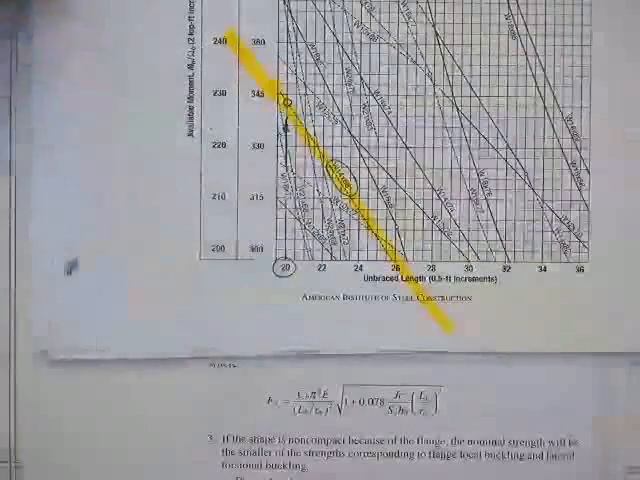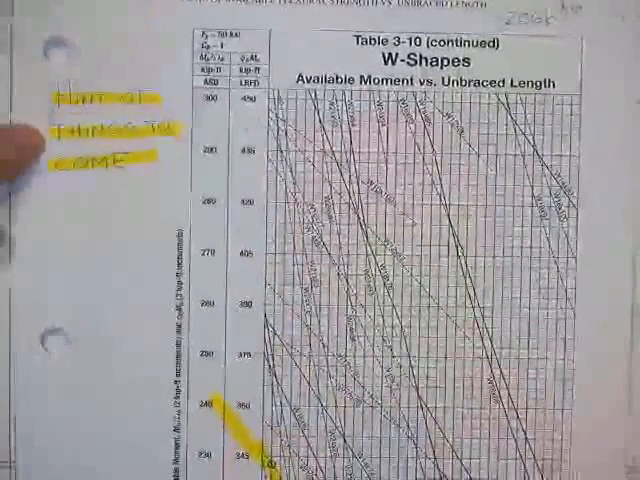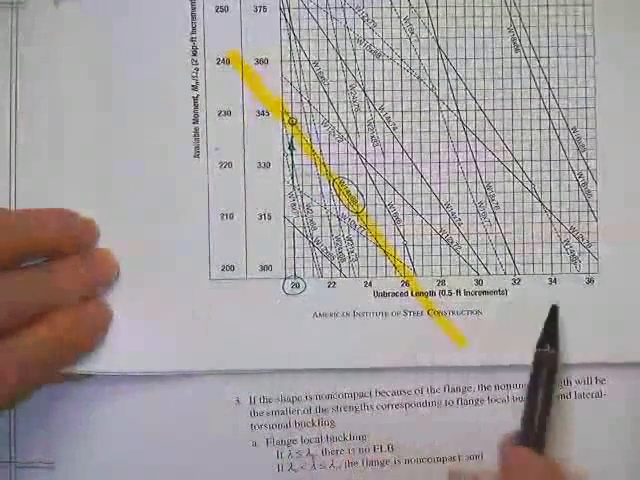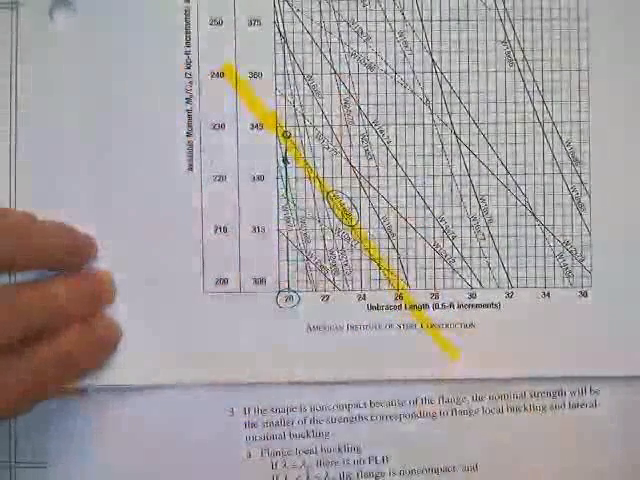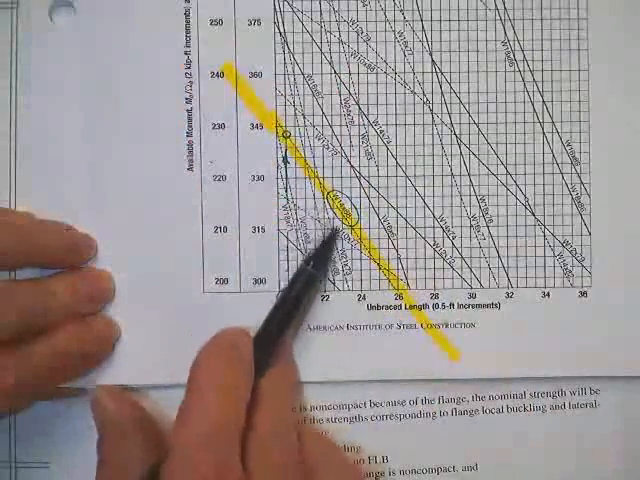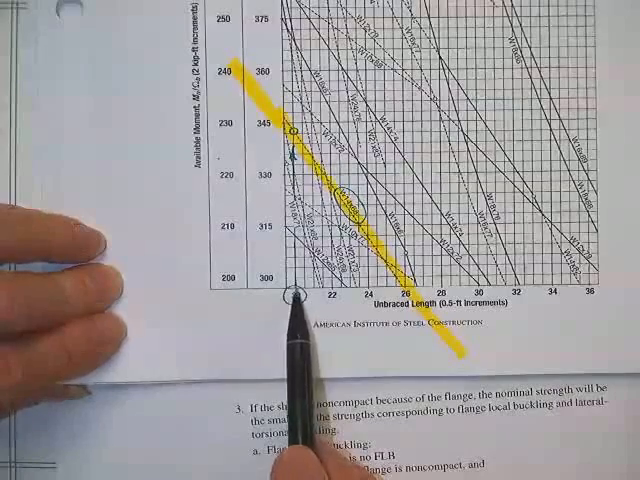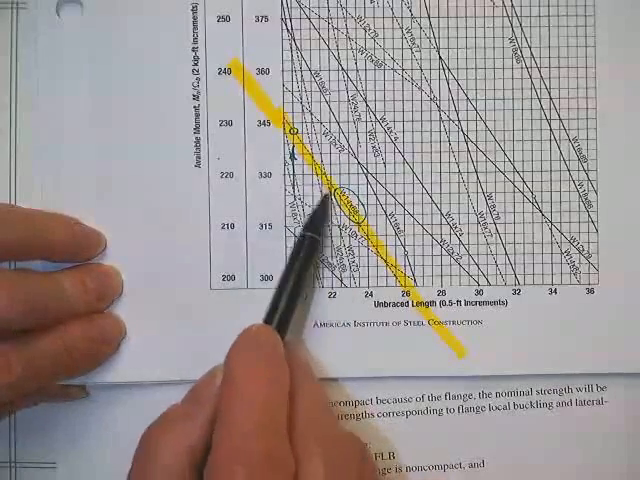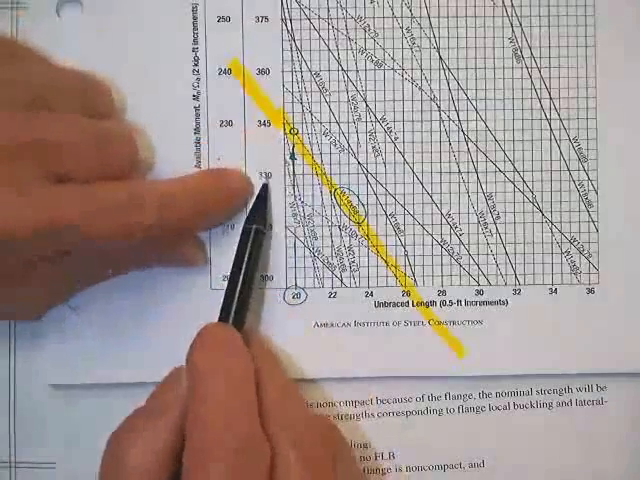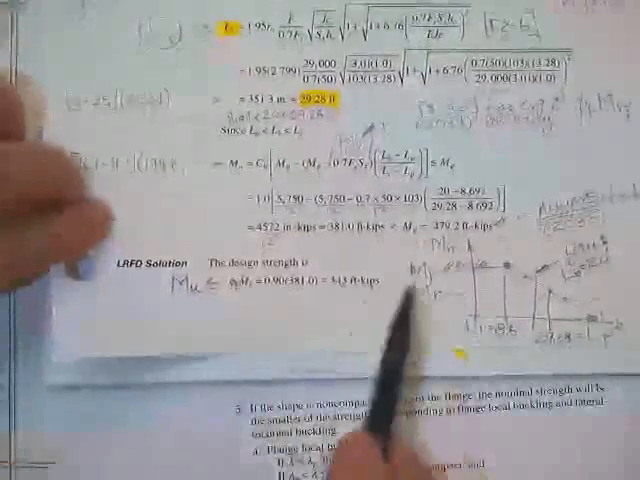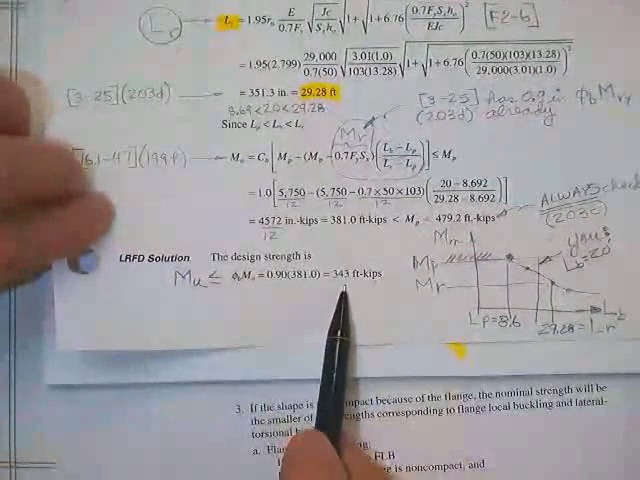Well, here's one of them. Hint of things to come. You and I are working with a W14x68. You'd have to dig around before you can find that, because there's a lot of these things on a page, and there's a lot of pages. But there are ways to track down this person. And for a 20-foot length, you can come up until you hit the W14x68, and it's between 330 and 345. We got 343, so that sounds right.